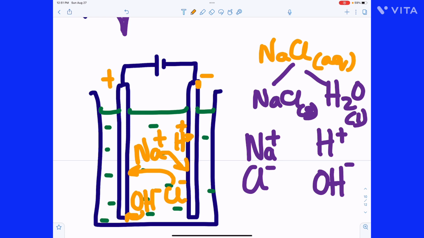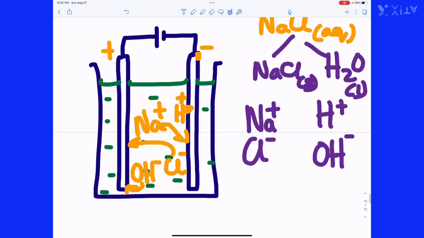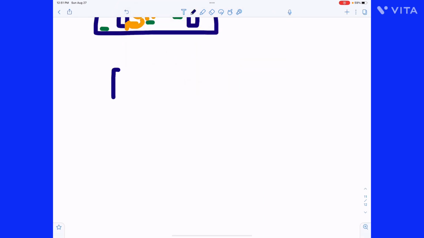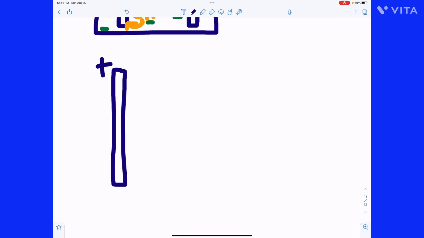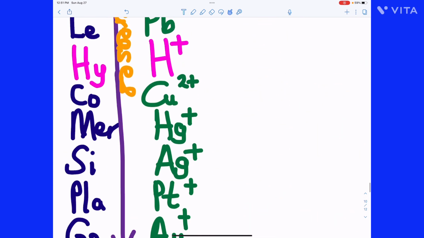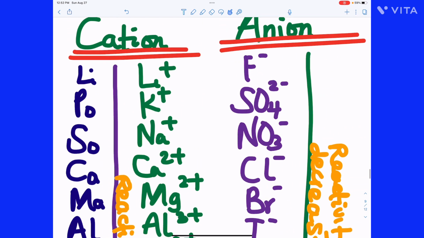Can you see that? Let me now show you what happens at the surface of the cathode. Let's do the anode first. At the surface of the anode, 2 anions will approach this anode. Cl- will approach it, OH- too will approach it. So at the surface of the anode, only one of these ions will be discharged. To determine which one, you call on your anion activity series.